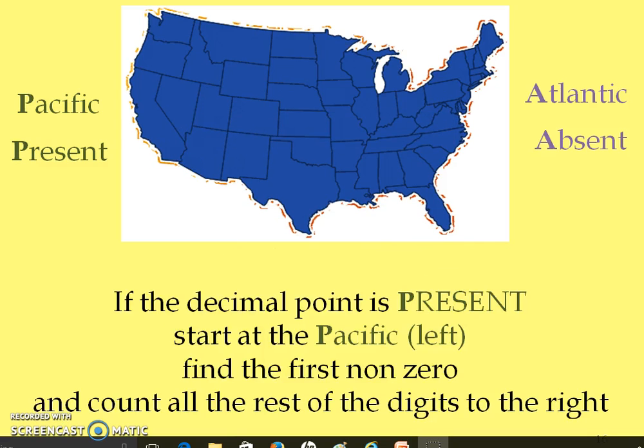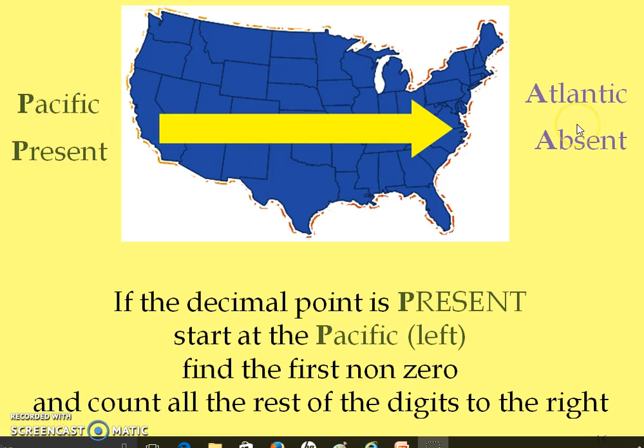So let's go the other way. If the decimal point is present, now I'm going to start at the Pacific and I'm going to work my way to the Atlantic side.